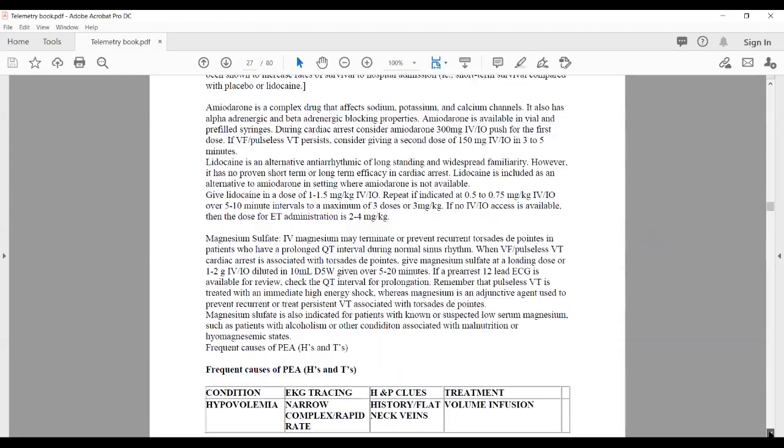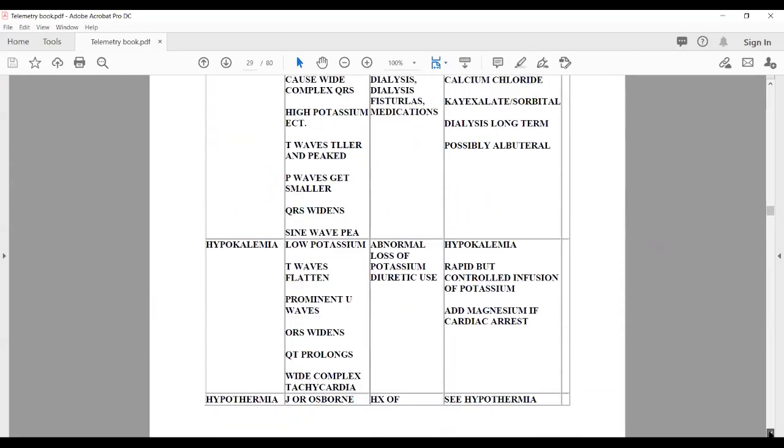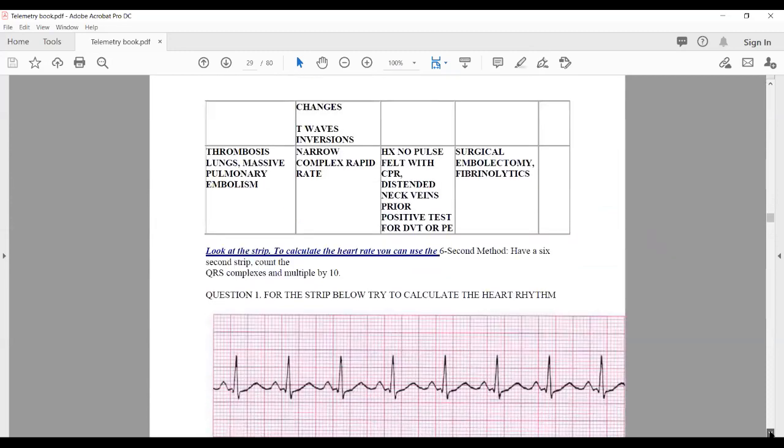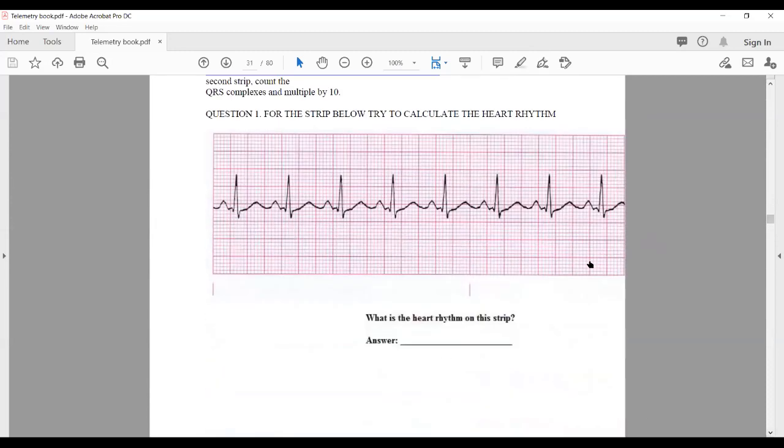Let's take a look at some heart rates here. We're going to bypass all these medications. Some of these medications have to be updated. Okay, I'm going to ask everyone to take a minute to calculate, if you can, the heart rate on this particular rhythm strip. Can we all take a minute to calculate this heart rate?